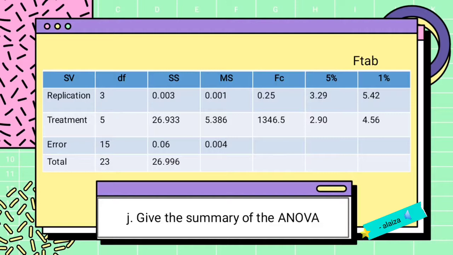In error, which is 0.06, we got the TSS, which is 26.996, the RSS, which is equal to 0.003, and the TRSS, which is equal to 26.93. So ESS equals 26.996 minus 0.003 minus 26.93, which is equal to 0.06.